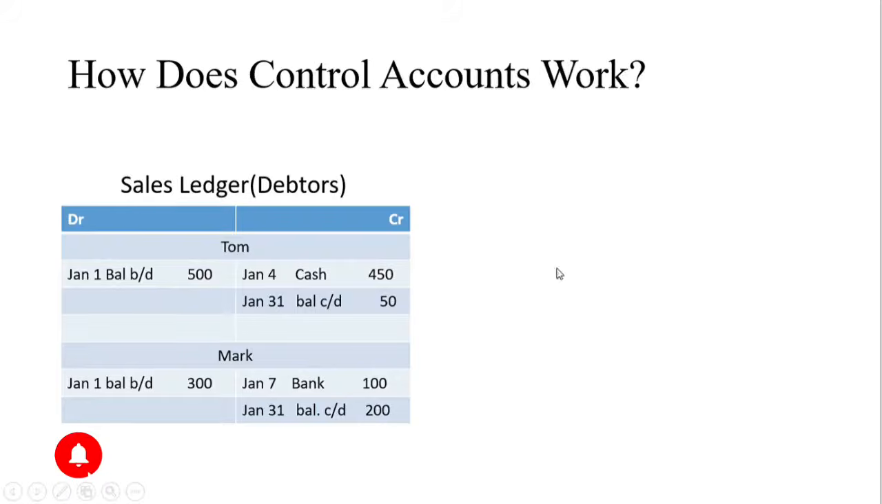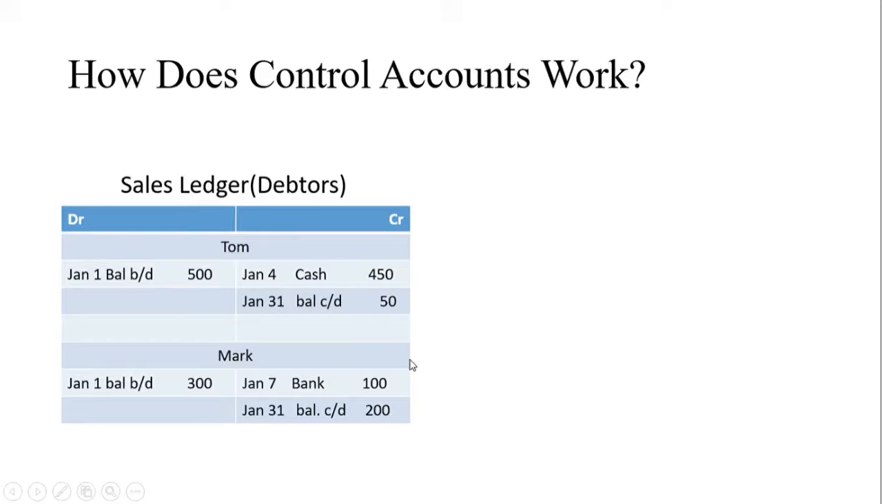Now in my sales ledger here, you will see I have two debtors, Tom and Mark. At the beginning of the period, Tom owed $500 to me, and Mark owed $300. During the month, January 4 to be exact, Tom paid $450 cash, and Mark paid on January 7 $100 using check. So we have bank right there. At the end of the period, Tom owed me $50 and Mark owed me $200.